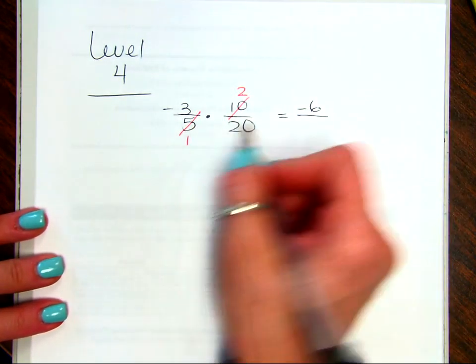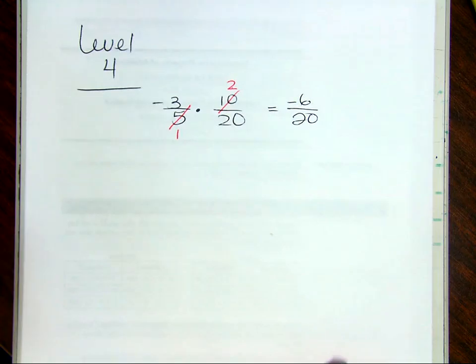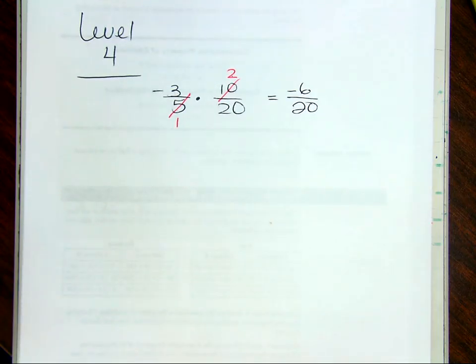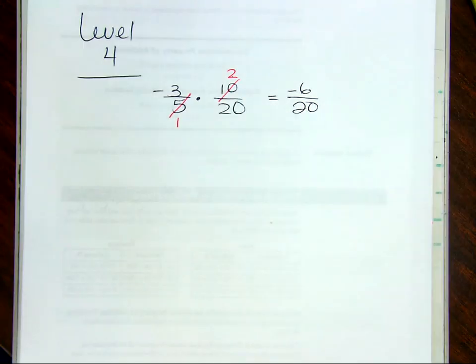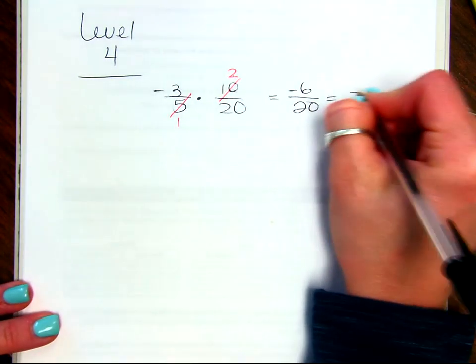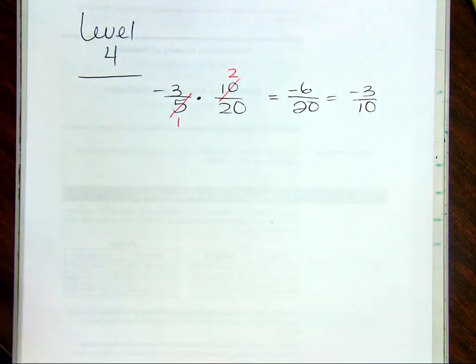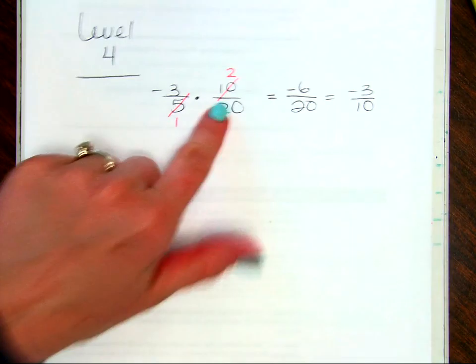And then 1 times 20 is 20. Some of you left it, but you have to reduce that more. So here's the deal. Sometimes when you reduce the problem, you still end up having to reduce the answer. That's just the way it works. The answer is -3/10. Does anybody see another way to do this problem?